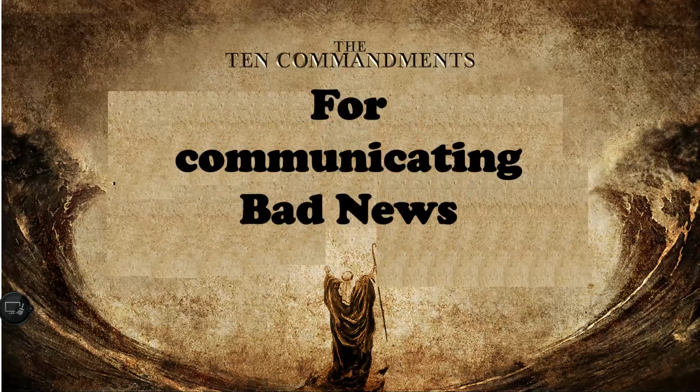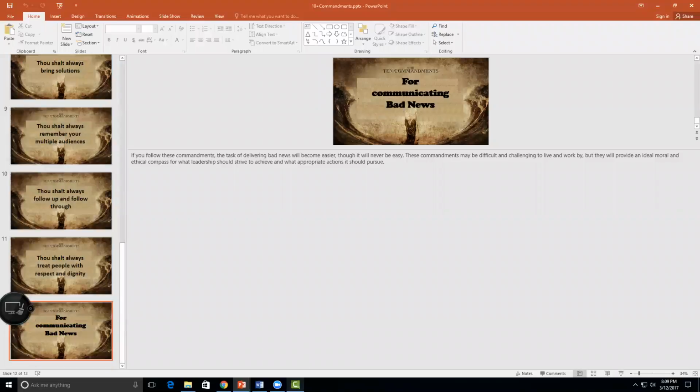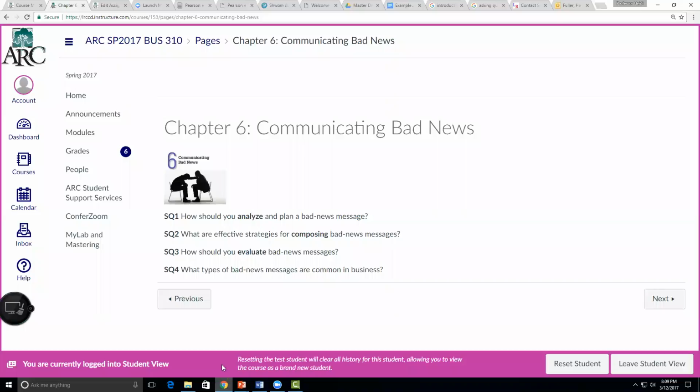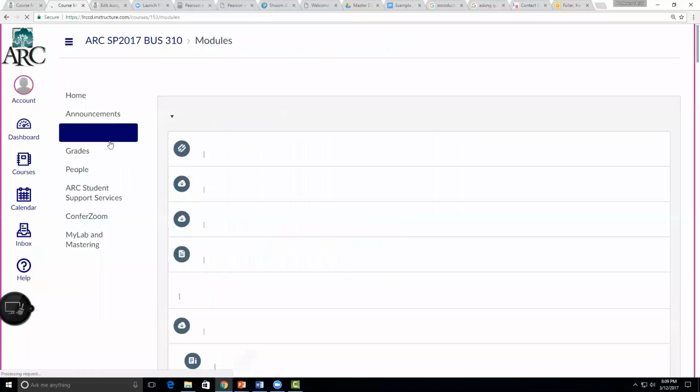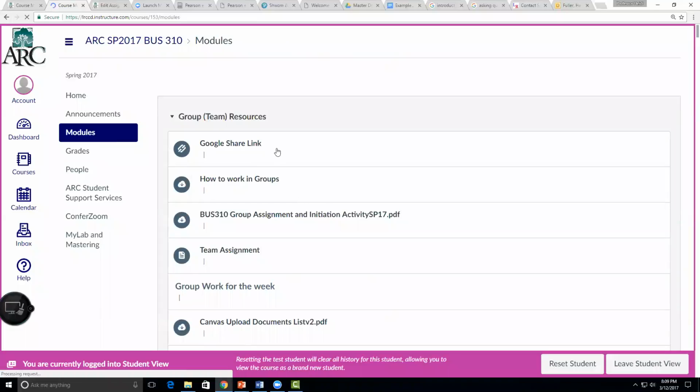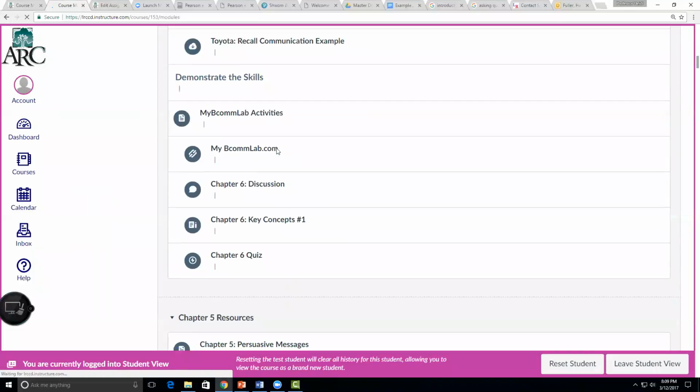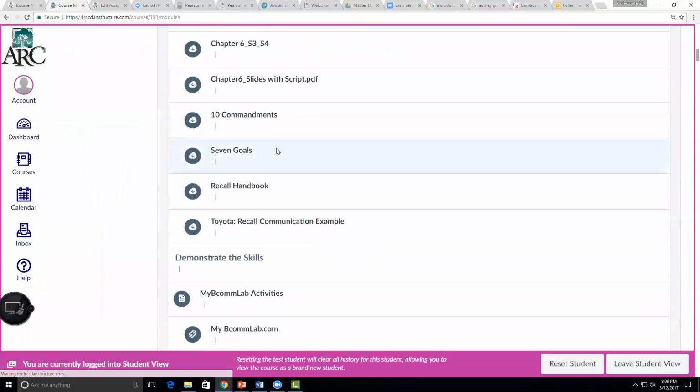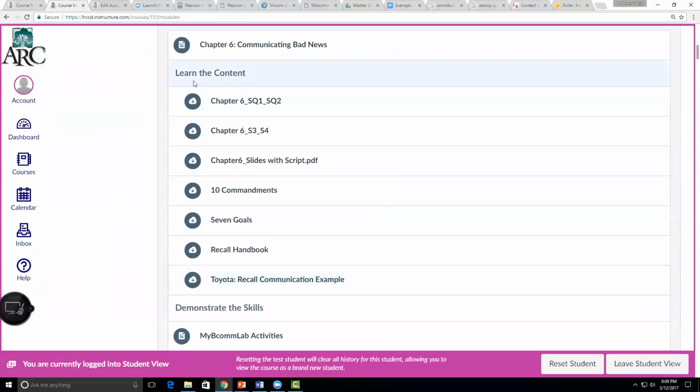So these slides are available for you within Canvas. Now I'm going to take a look at some of the other resources that we've put in Canvas for you, and we're going to do a walkthrough of the module. In communicating bad news, and you look at the modules, like every week, it's going to be broken down, and I'm going to scroll down here to Chapter 6. It's going to be broken down into learning the content and then demonstrating the skills.